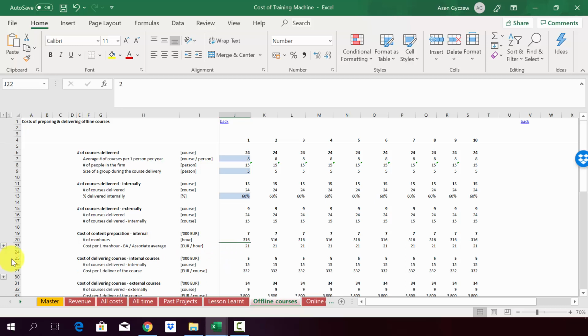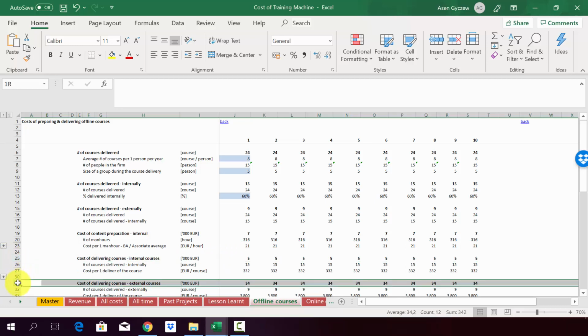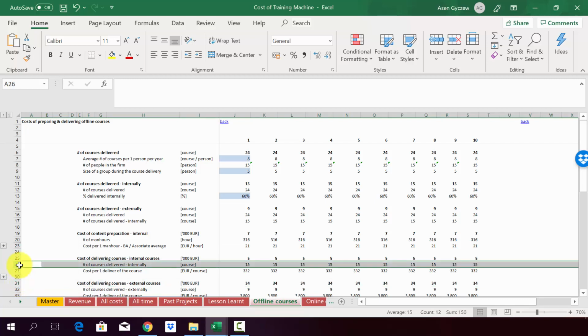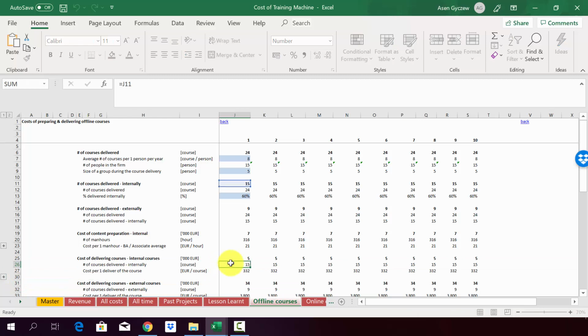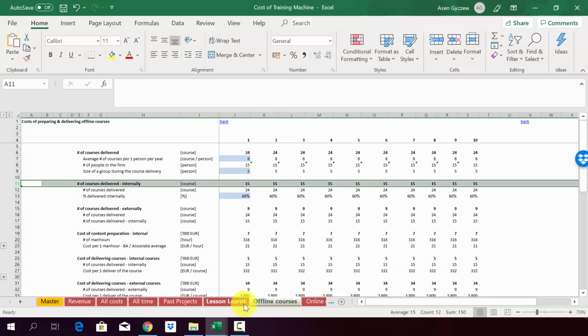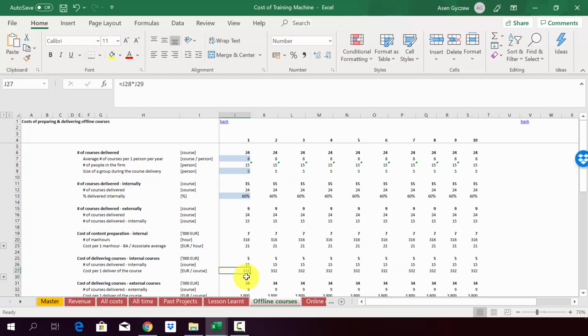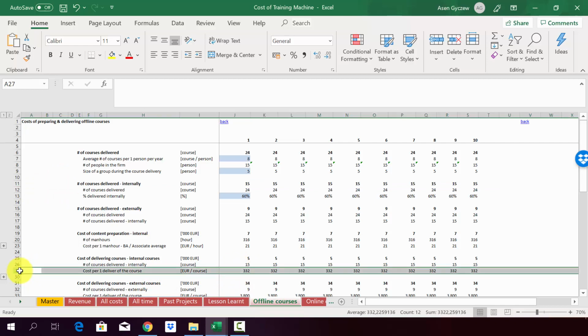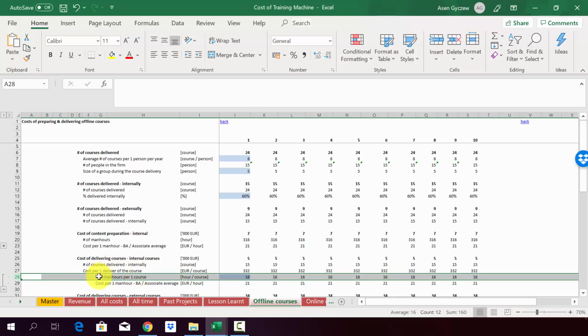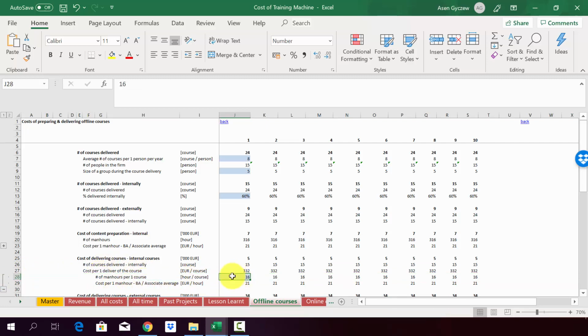So let's have a look at the cost of delivery, and we calculate them separately for internal courses and separately for external courses. When it comes to internal courses, we look at the number of deliveries that we have previously calculated in row 11, so 15, and we have a certain cost per one delivery. The delivery cost is simply calculated by looking at how many man hours we have to devote to that. So it's like 16, and then we have a cost of 1 man hour. That's why we have 332 euro per one delivery.